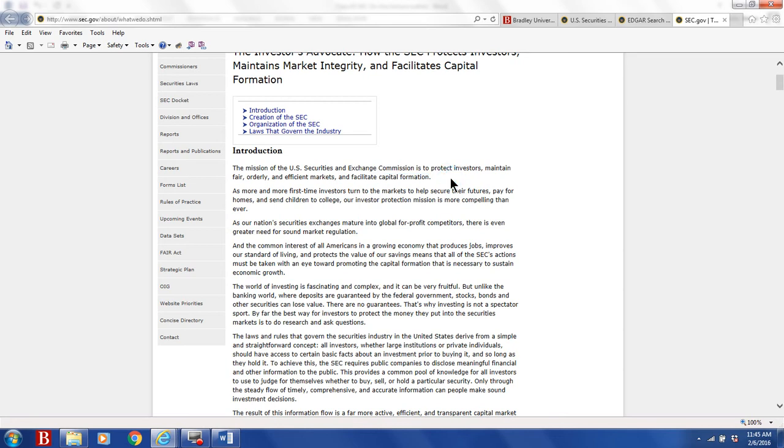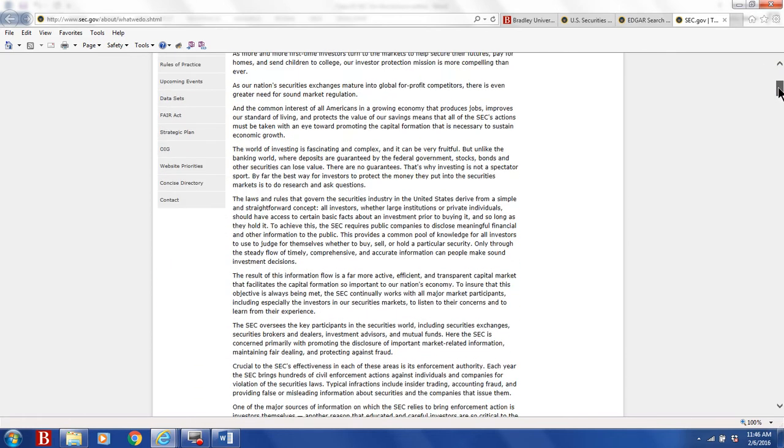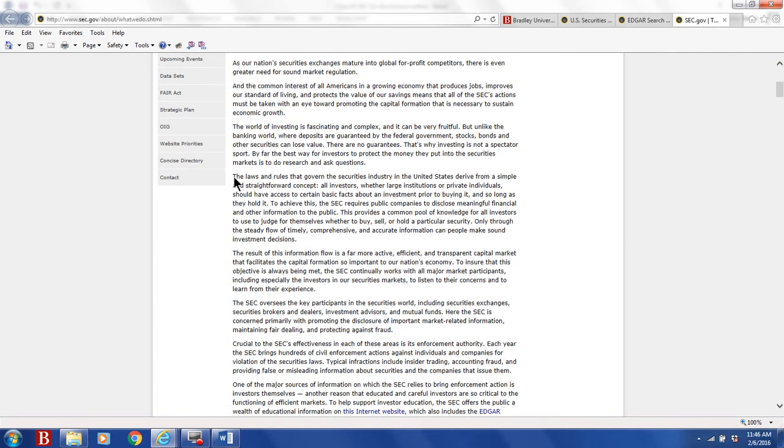So these two ideas work with the notion of providing stock exchanges, providing ways for people who want to sell securities or buy securities to engage in those types of activities. So how does the SEC do that? If you scroll down a little bit to the paragraph that begins with the laws and rules that govern the security industry, you'll see that it talks about certain basic facts that people should have prior to buying an investment and as long as they hold it.